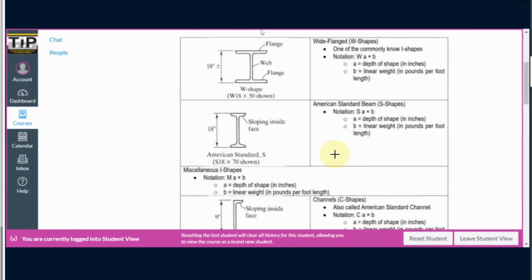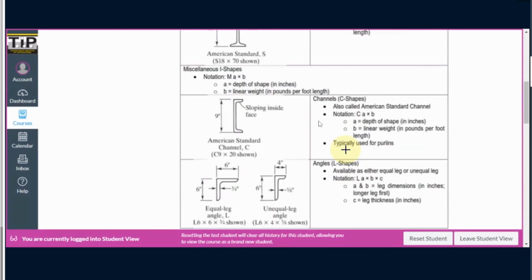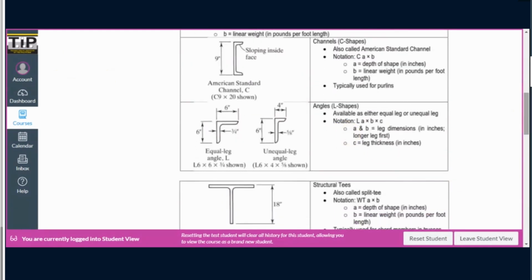Next one we have the standard channel, the American standard channel. We also call them channels, so C shapes. These are typically used in trusses and in roofing systems. We usually use them as purlins. So we call them C shapes, and we denote them as C.